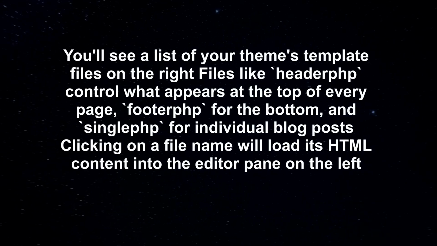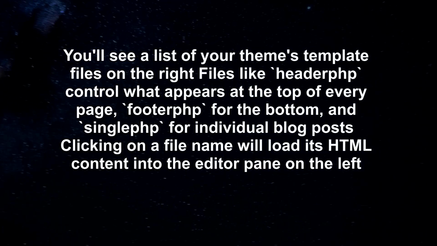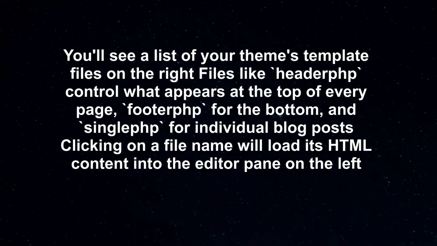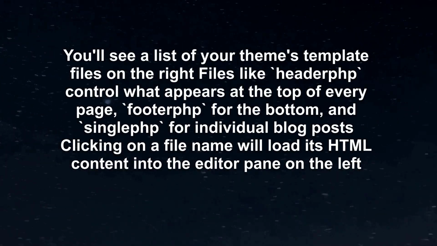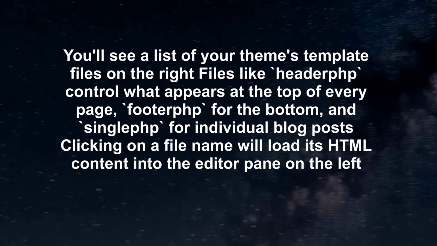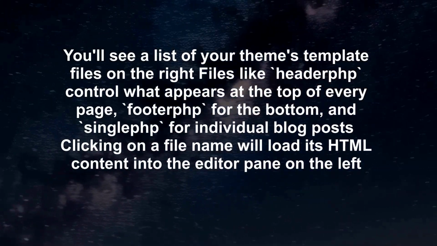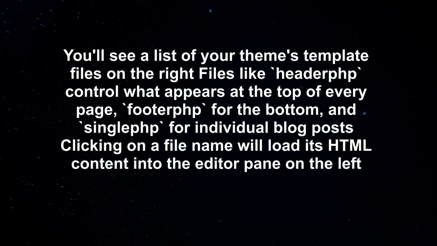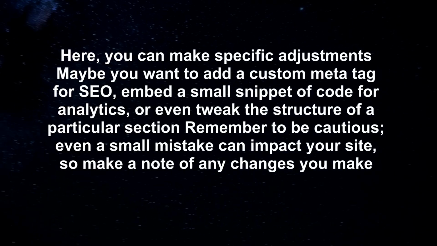You'll see a list of your theme's template files on the right. Files like header control what appears at the top of every page, footer for the bottom, and single.php for individual blog posts. Clicking on a file name will load its HTML content into the editor pane on the left. Here, you can make specific adjustments.